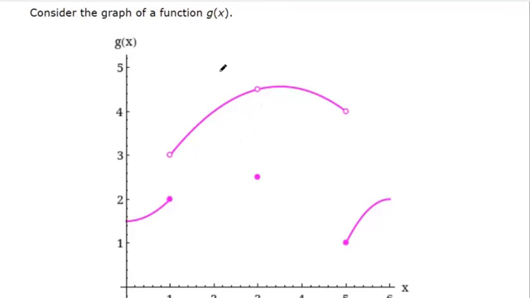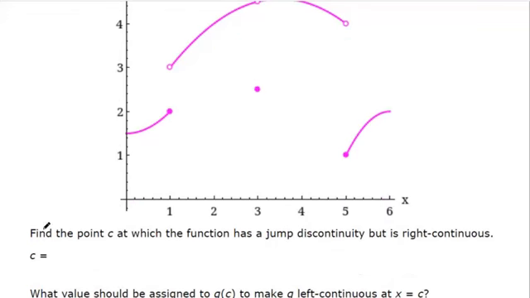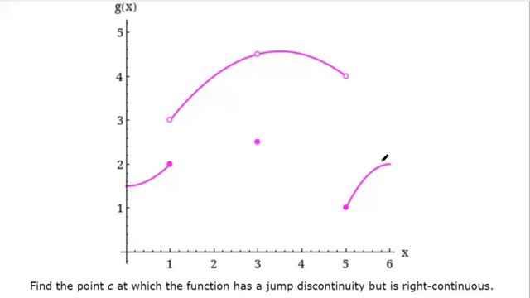So we've got this graph of a function g of x. We're supposed to find the point C at which the function has a jump discontinuity but is right continuous. So for something to be right continuous, you need to have a solid dot. It needs to actually exist at that point that you're analyzing, and then it needs to be continuous, meaning you could take your finger and trace it without having to lift your finger.